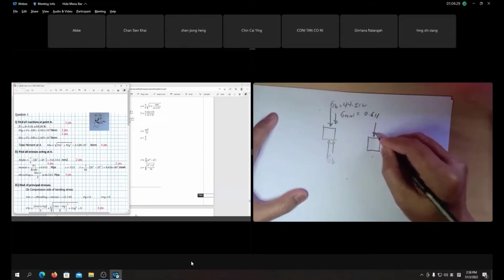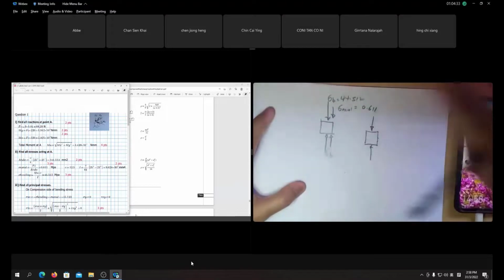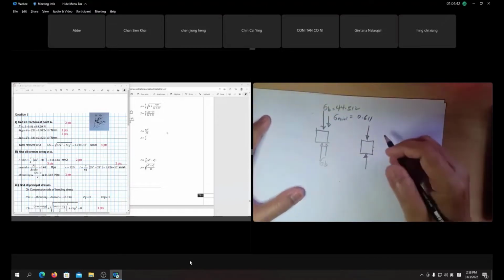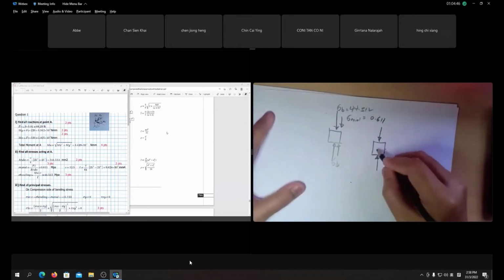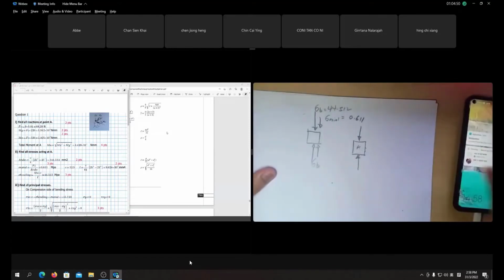So the total sigma at element A, we add it up. Class, okay? Any other problem? Okay? Yeah. That's how you have to decide. Yeah, you have to do both cases. Yes, you have to do both cases. So it means the element at A, you have to add it up, both in compression.